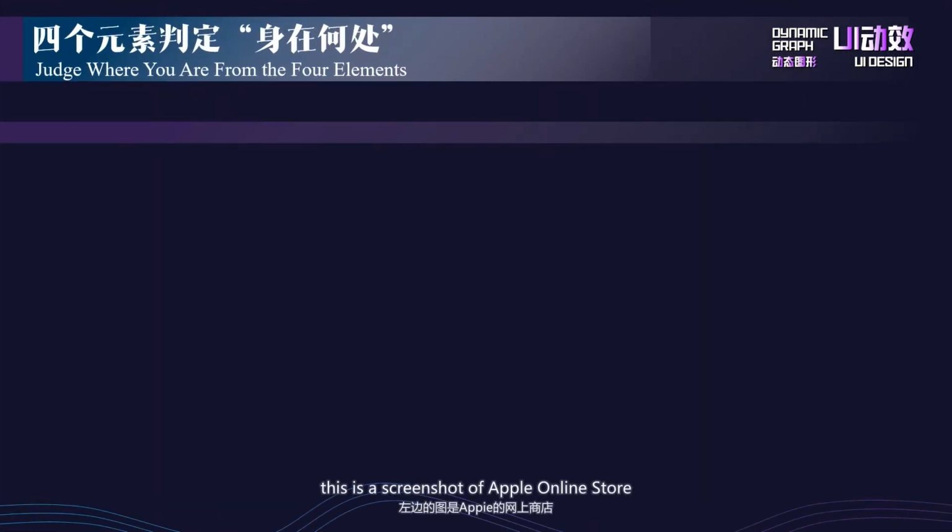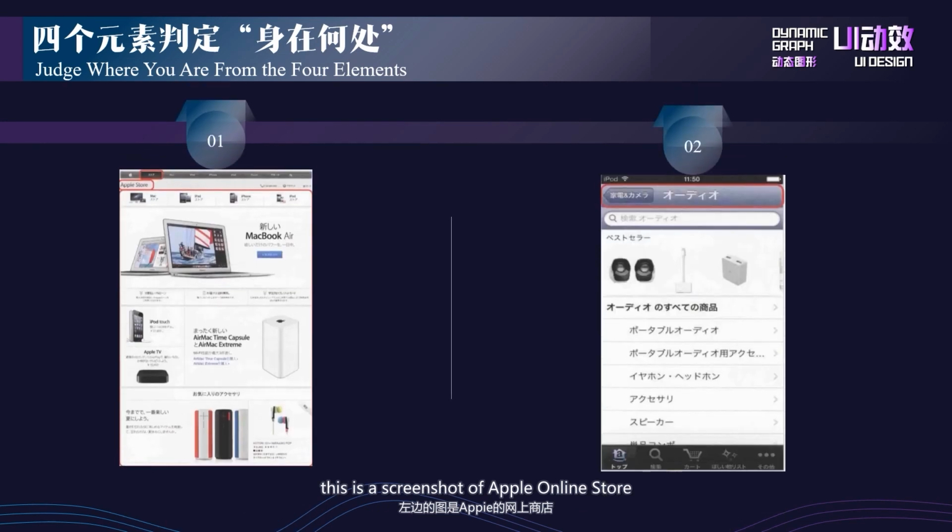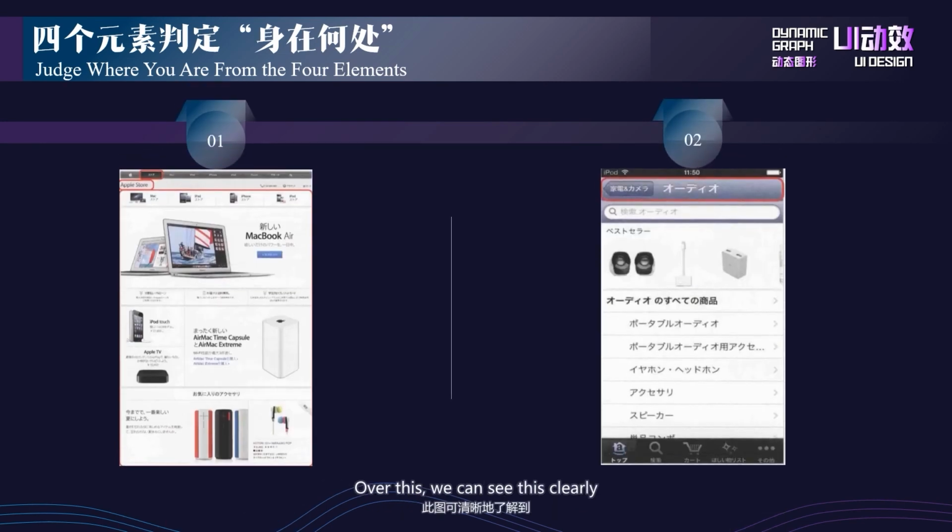For example, this is a screenshot of the Apple Online Store. Over this, we can see this clearly. Which page is it now on? What is the content of this page? Which page can they go to from this page? It's all clearly and visually expressed.